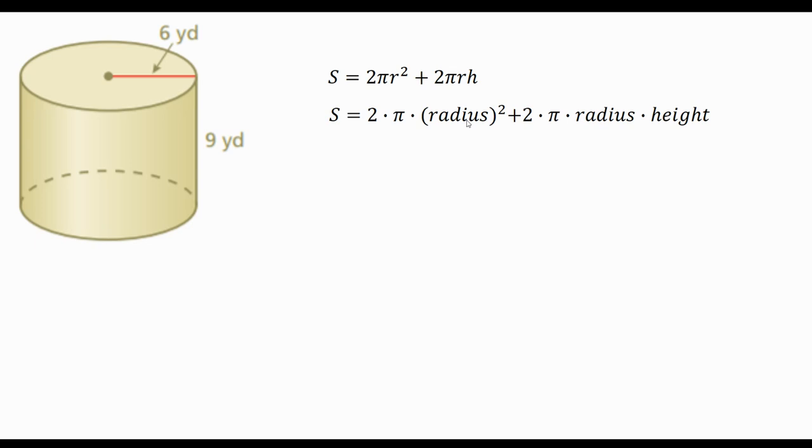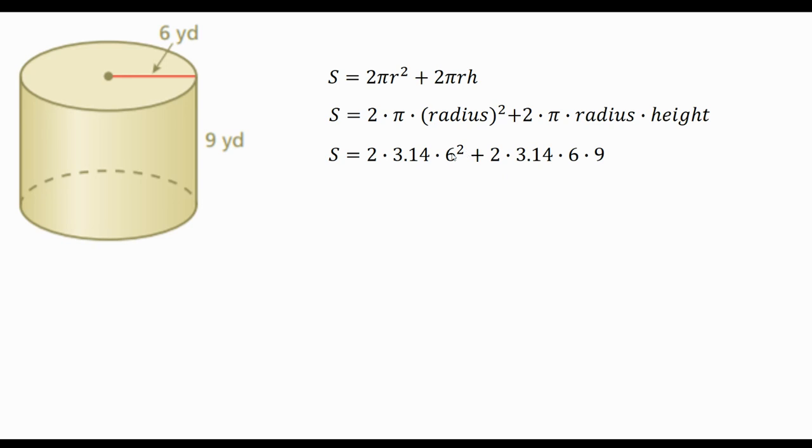I have it broken down a little bit further on what exactly each of these are: 2 times pi times the radius squared plus 2 times pi times the radius times the height. Just spelled out in words to make it a little more clear. Then from there, we'll substitute in what we know. For our calculations, we're going to use 3.14 for pi, so you substitute that in for pi each spot. The radius is 6, so 6 goes into each of those, and our height is 9.